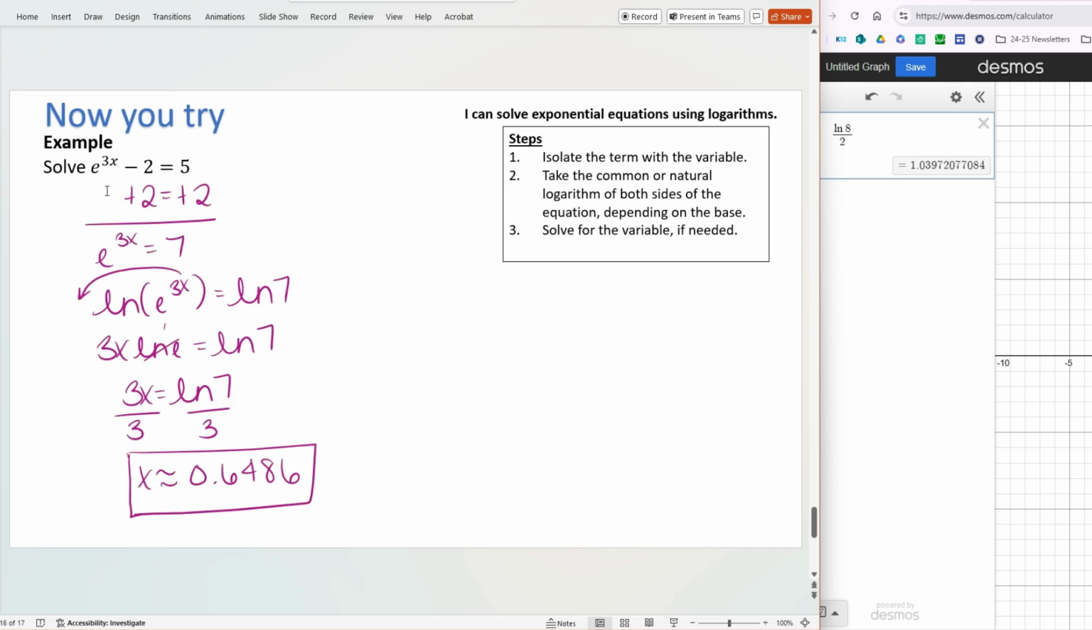Here, once again, my exponential term is not isolated, so I'm going to go ahead and add 2 to both sides. So I have e to the 3x equals 7. Now, once again, I need to take the natural log because my base is e. So I have natural log of e to the 3x equals natural log 7. The 3x comes down in front, so I have 3x natural log e equals natural log 7. And then that's going to reduce to 3x equals natural log 7, and I can divide both sides by 3 to get x is approximately 0.6486.